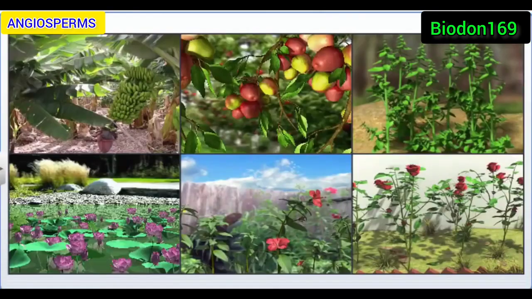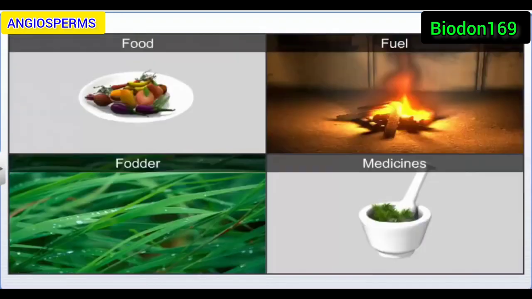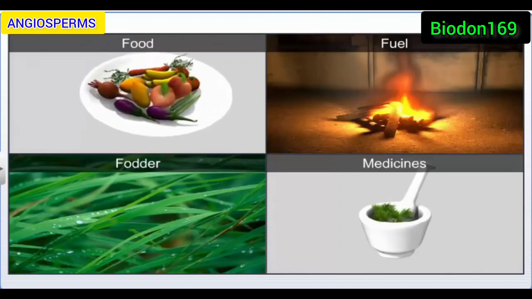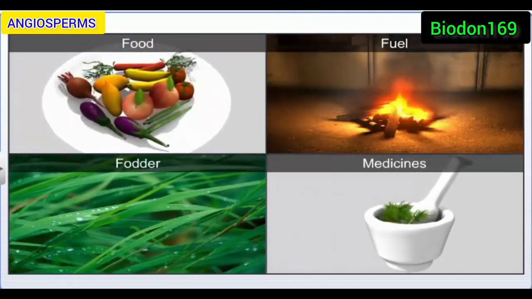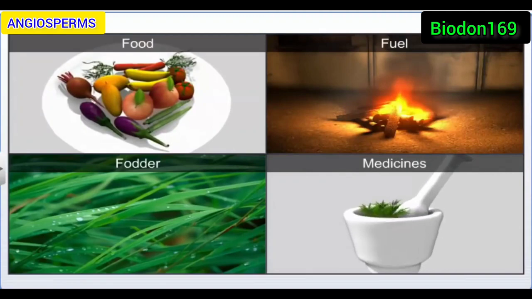Angiosperms are one of the biggest plant groups, and they grow in diverse habitats, such as land and water, as well as in different climatic conditions. Besides being a source of food, they supply us with fuel, fodder, and medicines. Thus, angiosperms form an integral part of the ecosystem as well as of our daily lives.